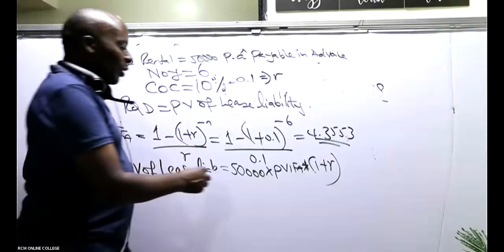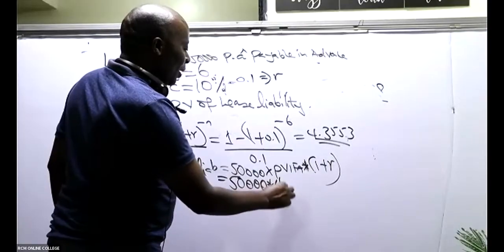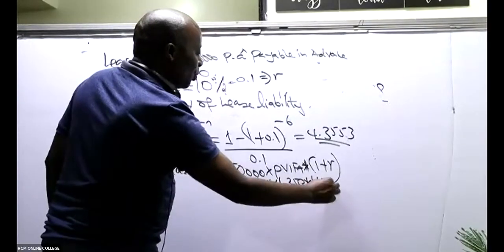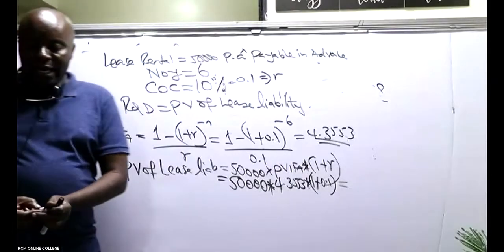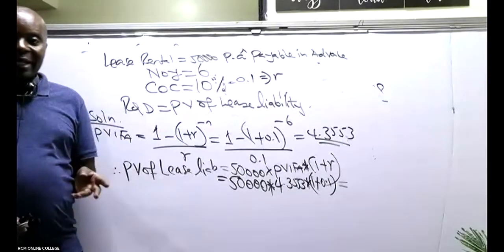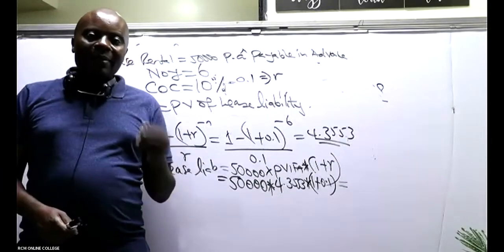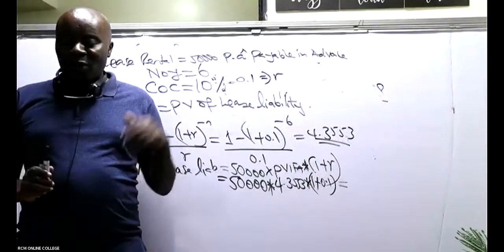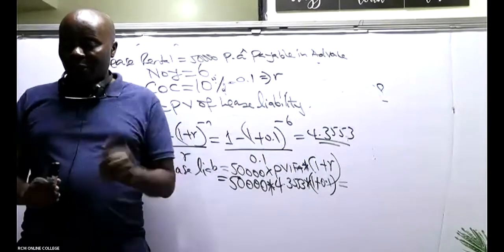So then this one will be 50,000 times our PV factor of 4.3553 times 1 plus 0.1. So that 1 plus R stands for the advance payments. If you look at your past papers, the FAR and AFR past papers, you'll see what I'm talking about. If the examiner wants to twist you out of the race in these lease questions, they'll always put in the concept that this is paid in advance.